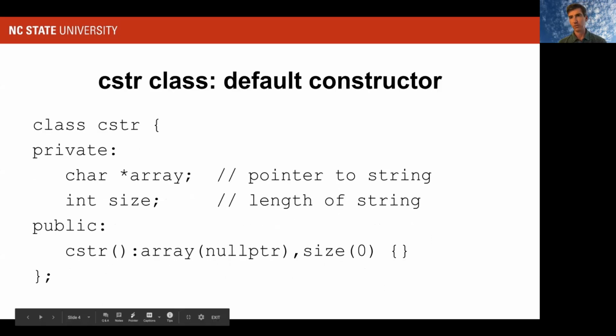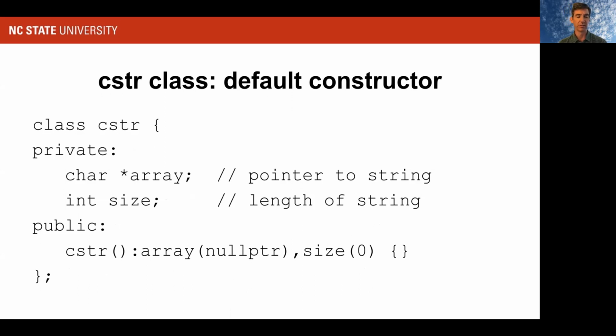Okay, and now I want a default constructor that just sets my array to be null and the size to be 0. And so the way I do that is in C++, the recommended way of setting something to a null pointer is this special name called nullptr, and it'll set array to be 0, right? But it has a special type that allows it to be recognized as the special null pointer value. And then we initialize size to 0.